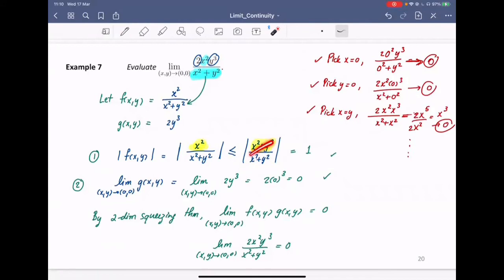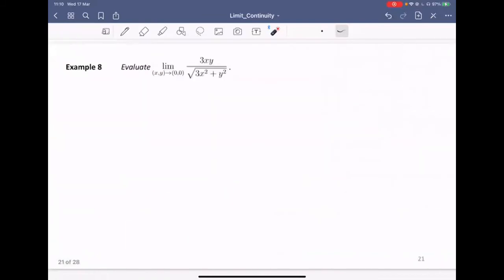Okay, so I cancel out x squared and y squared. So I get 1. Okay. All right, so let's do one more example. We're going to climb up to the hard one. So example 8. I have the limit of 3xy over square root of 3x squared plus y squared. If this is the exam, you're going to have to start by plugging in 0, trying to conjugate, trying to factor, and then trying to pick the line.